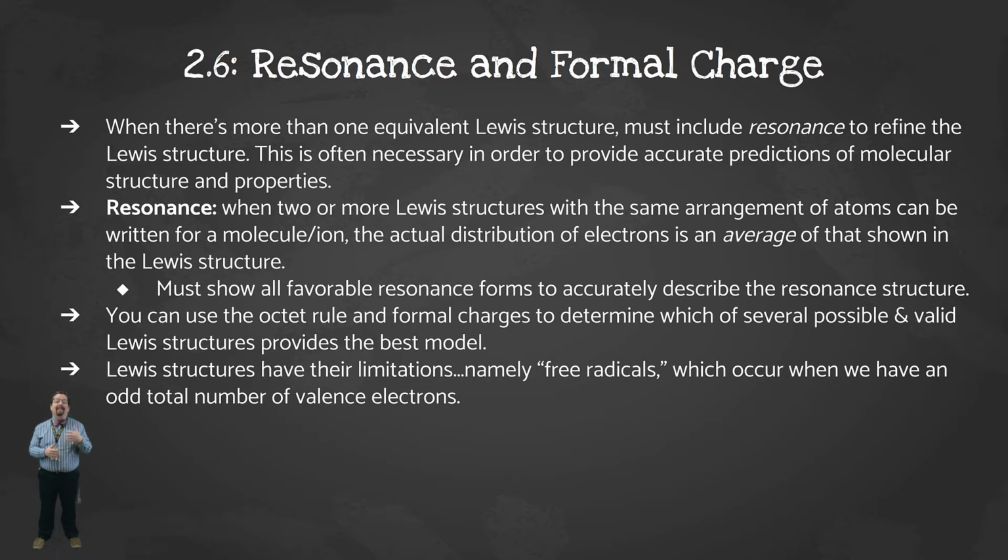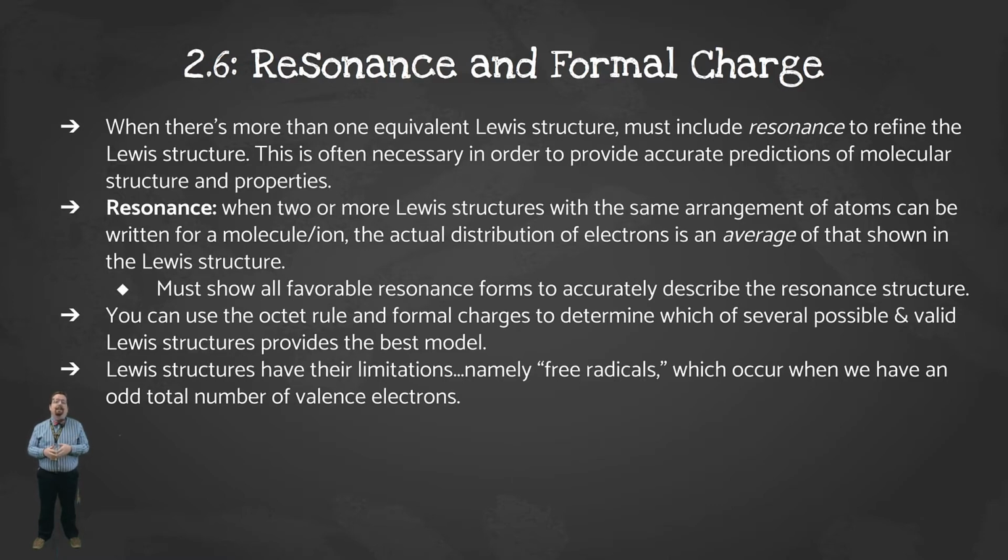When we have valid Lewis structures that are not equivalent, we can determine which one is the best model by looking at the octet rule and formal charges on each atom. It's also important to know that Lewis structures are only so useful. When we have an odd total number of valence electrons, we're bound to end up with something called free radicals, or just lone electrons that aren't paired up with any other electrons. This is something that occurs and that you need to be aware of.